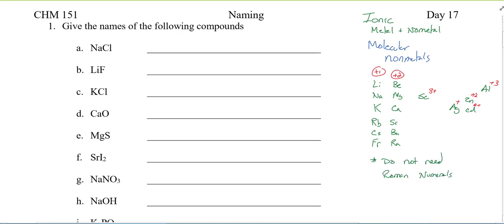So what do we have? Well, we have sodium. Sodium is a group one metal. So all we do is write sodium chloride. All right, the non-metal changes its ending to "ide," and that's it. So B, lithium fluoride. C is potassium chloride.